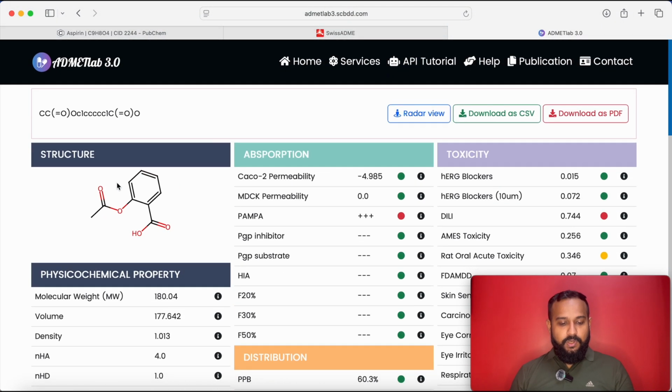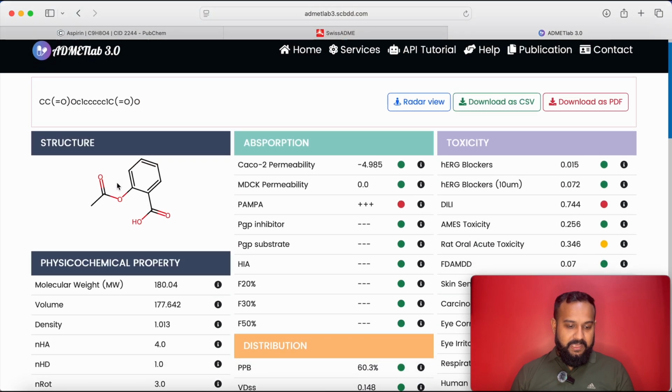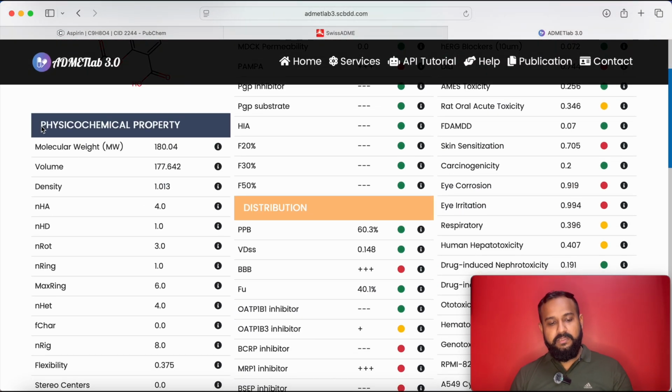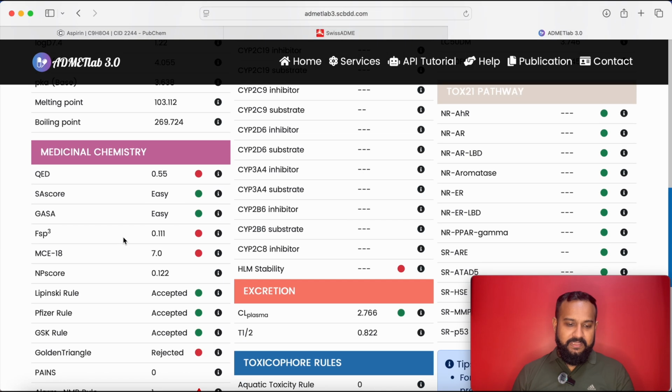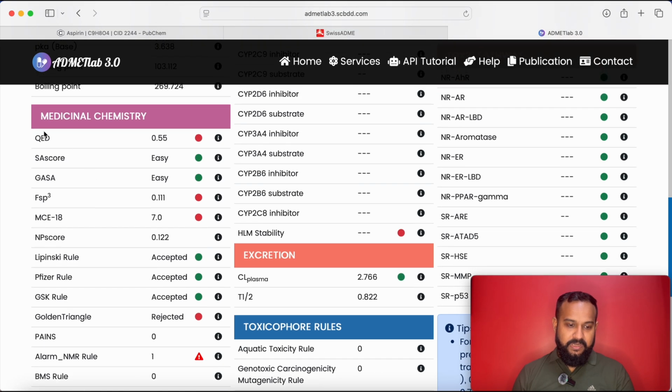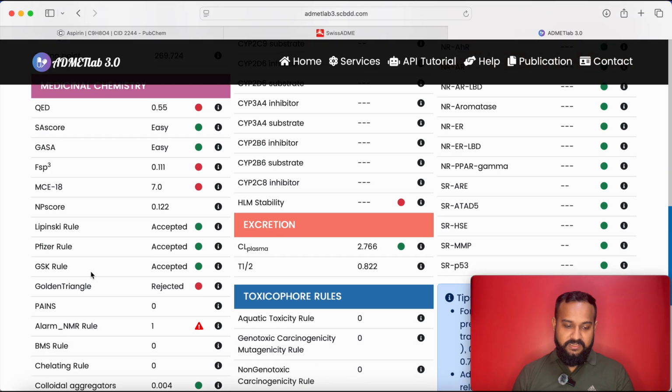Basically, here you will find the basic information, that is your physicochemical properties, but obviously these things you can find in normal PubChem also. The main thing we are concerned about is this: QED, the QED parameters we were talking about in drug likeness. Here all the drug likeness parameters you can find. You can find QED. Apart from that, your Lipinski's rule, Pfizer rule, GSK rule, golden triangle, PAINS.